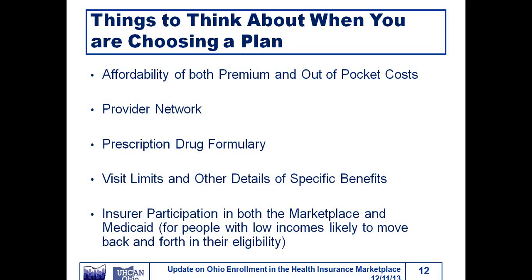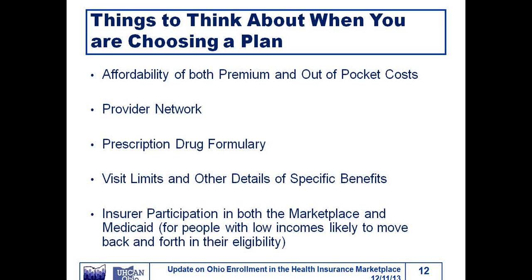So, things to think about when you're choosing a plan. As I said, each plan will have the 10 essential benefits, but how much will they cover of each of these benefits? The first thing that you're going to concern yourself with is how affordable is the premium, and then what about the out-of-pocket costs? Because the premium may be very low, but if you have to pay a lot of out-of-pocket costs to get the coverage you need, that plan may not be as affordable as it looks. So you've got to consider the affordability of all your costs.